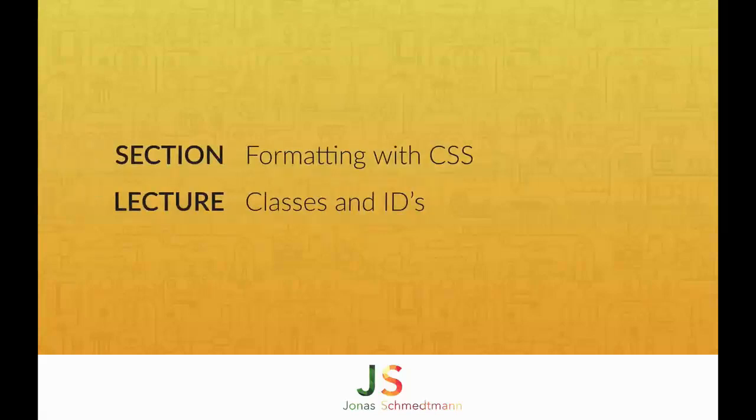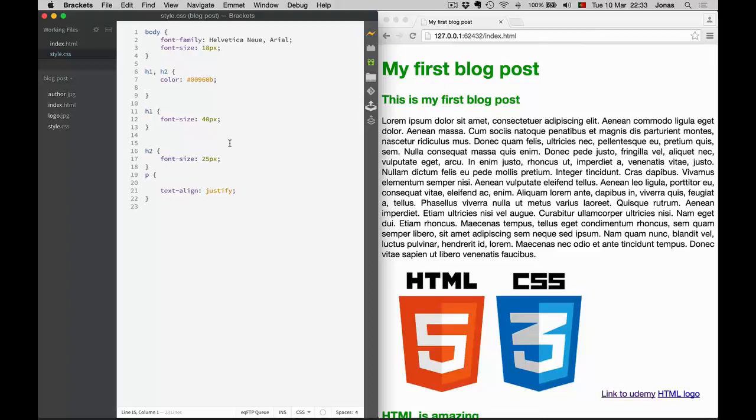Now that we're familiar with colors, we are going to talk about two new selectors, classes and IDs. In the last lecture, we used H1, H2, P, and body selectors to select the corresponding HTML elements. But now, suppose we wanted to style only one of the paragraphs, not all of them. That's why we have classes and IDs.